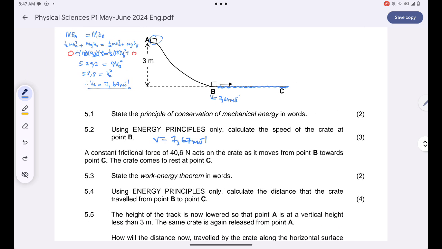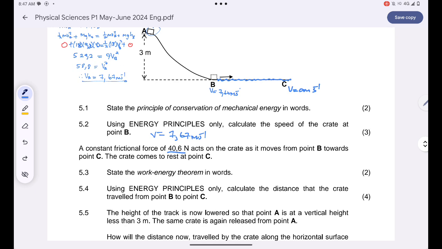A constant frictional force of 40.6 newtons acts on the crate as it moves from position B towards position C. The crate comes to rest at position C. I now know that the velocity there is 0 meters per second because the crate will come to a stop.